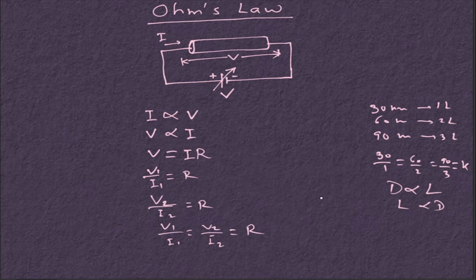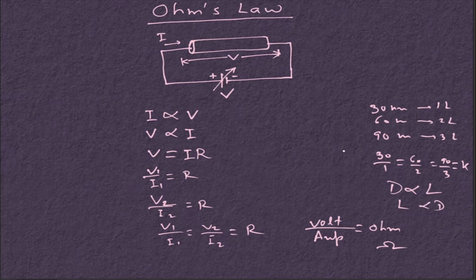The voltage across the conductor is measured in volt, V-O-L-T, and the current through the conductor is measured in ampere. In short, it is amp. So this volt by amp is called the resistance, and that is the ohm. This is equal to ohm, and its symbol is like this. This is the symbol of ohm, omega.